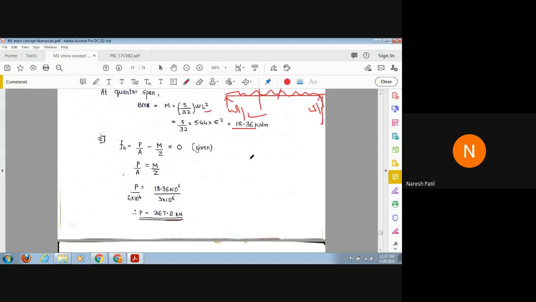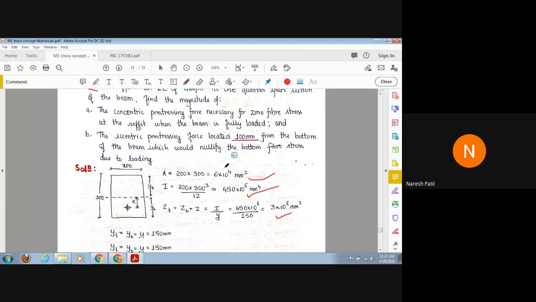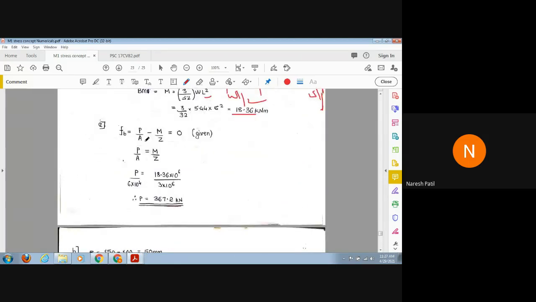Okay, so the first condition, the concentric pre-stressing force necessary for zero fiber stresses when the beam is fully loaded. When the beam is fully loaded, that is very important. So what you have to do? P by A minus M by Z is equal to 0, because they have given to nullify the bottom fiber stresses. So that's why it is equal to 0. So P by A minus M by Z, or you can write minus MD by Z minus ML by Z, no problem.